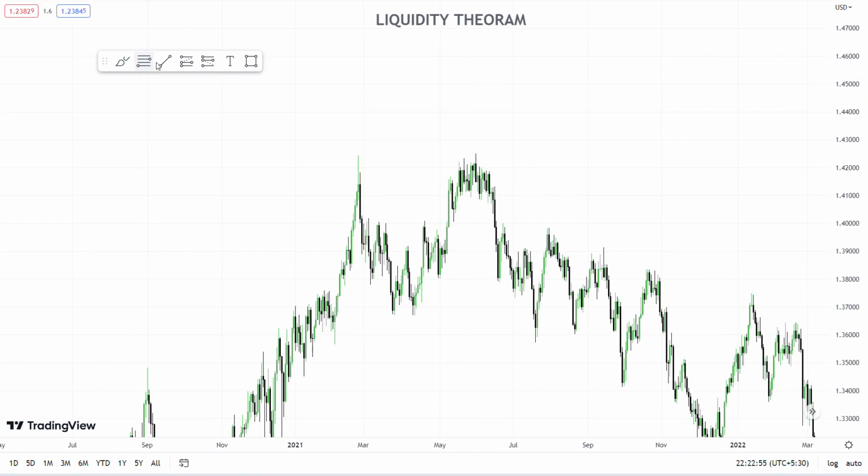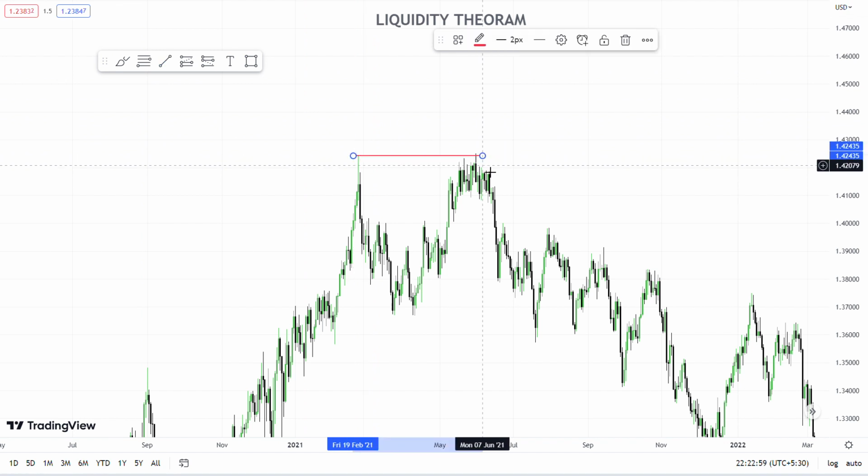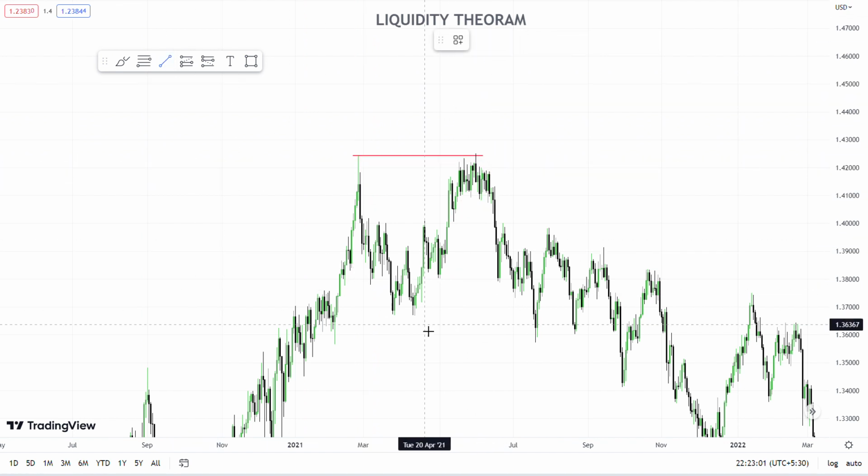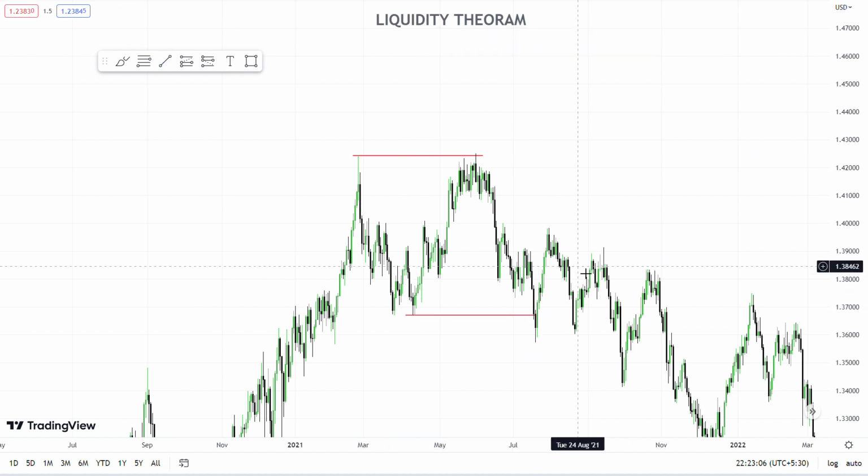See, we are doing completely opposite to the smart money guys, right? What is this liquidity? And what is this liquidity? Is there any difference between these liquidities?